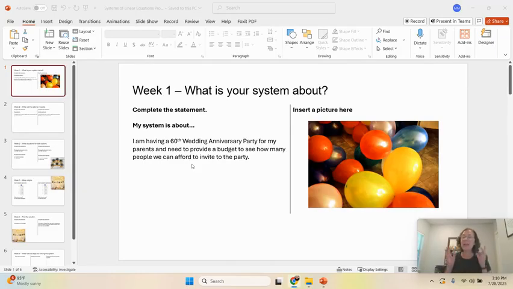So let's do a little recap and bring us up to speed so we can all jump into week 5 on the same page. In week 1, we talked about this problem we have. I'm going to be throwing a wedding anniversary party for my parents, and I need to write a budget so I can see how many people can afford to come. That was slide 1, week 1.